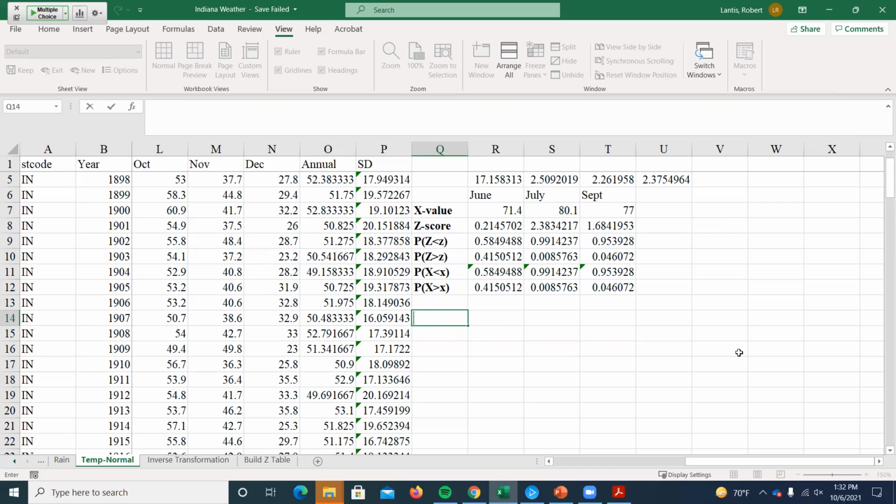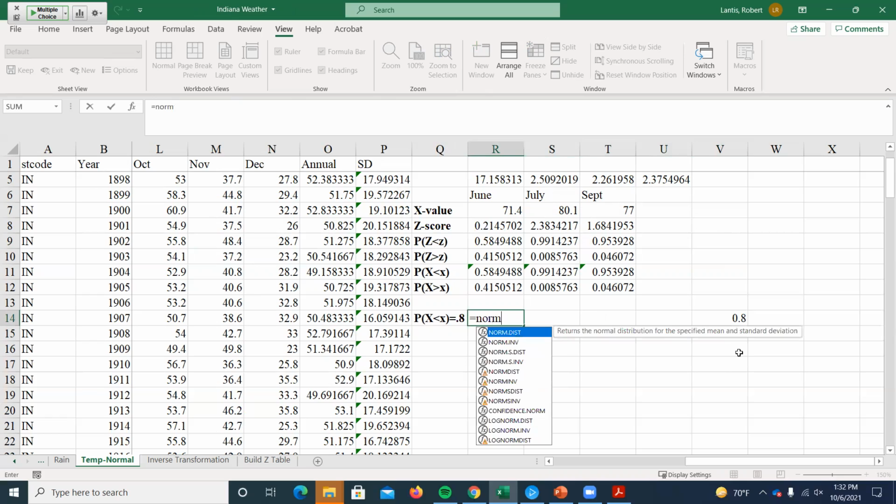Okay. So what X value has a probability of seeing that value or less equal to 0.8? That's what I'm looking for. I don't know it. For reference, I'm going to put that 0.8 over here.